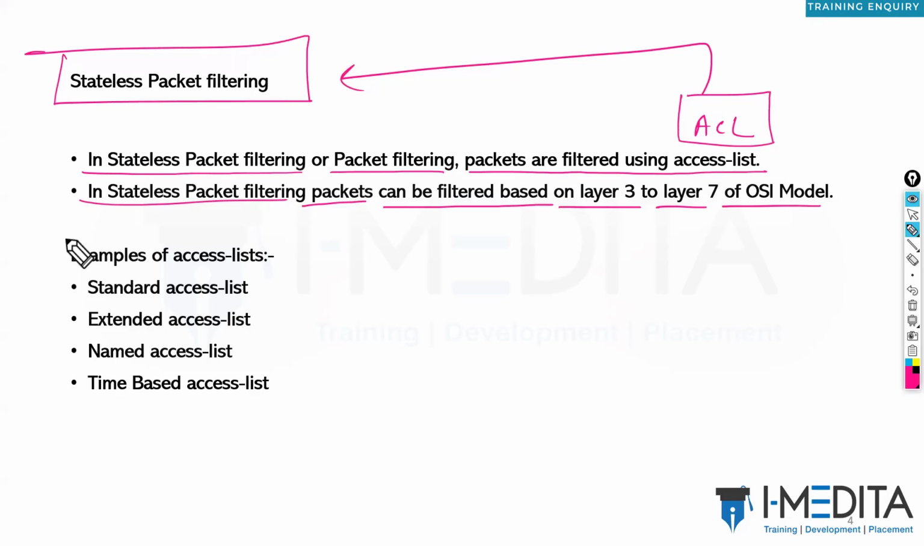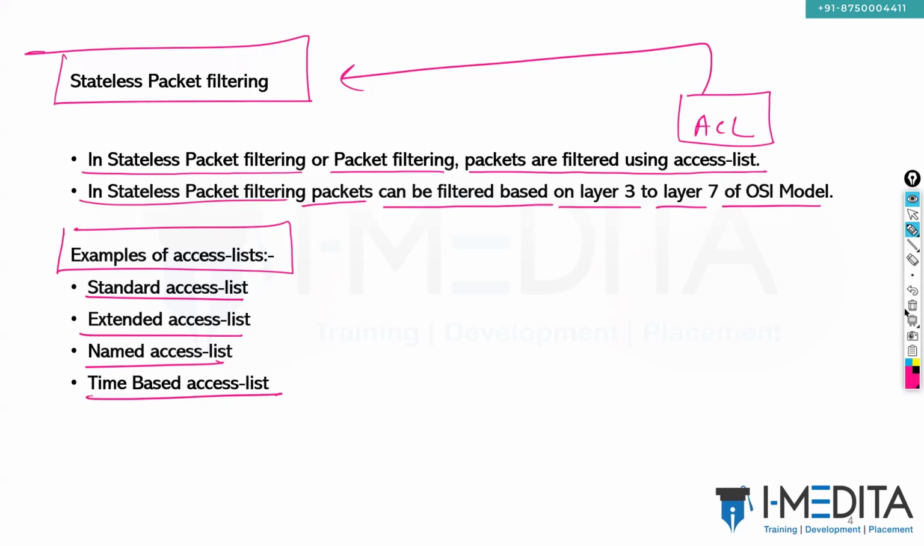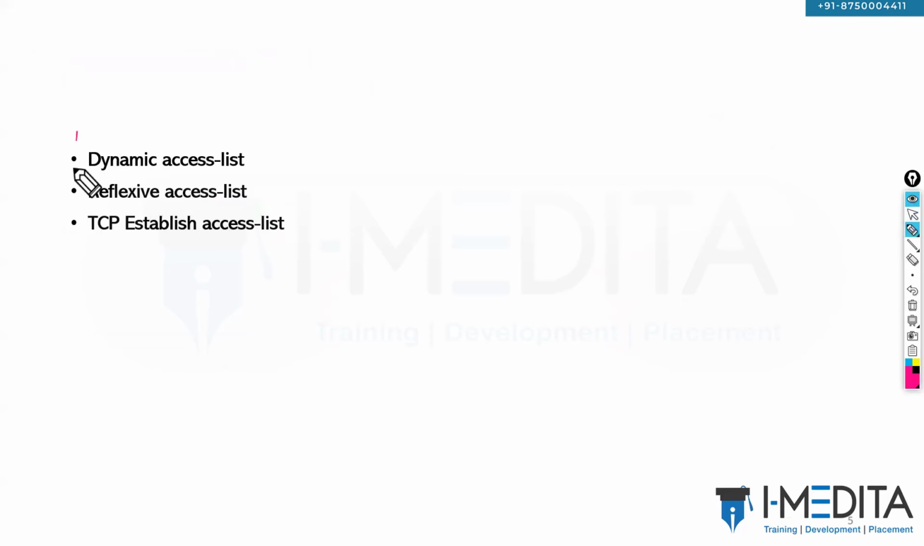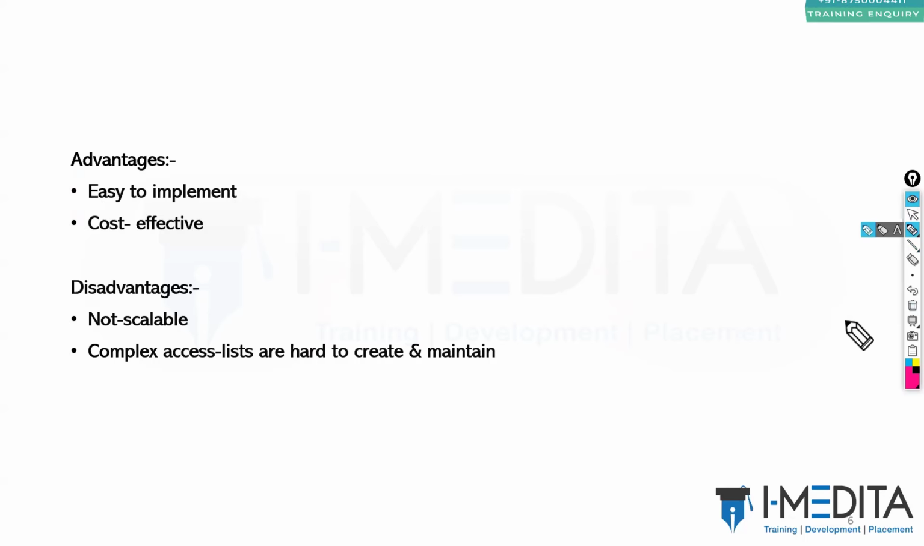There are multiple types of access list available, like standard access list, extended access list, named access list, time-based access list, as well as some others. Dynamic access list, reflexive access list, and TCP established access list are also available. These types of access list can be implemented on a router to protect your network. When we are using an access list, definitely we will get some advantages. The first advantage is that it is easy to implement.